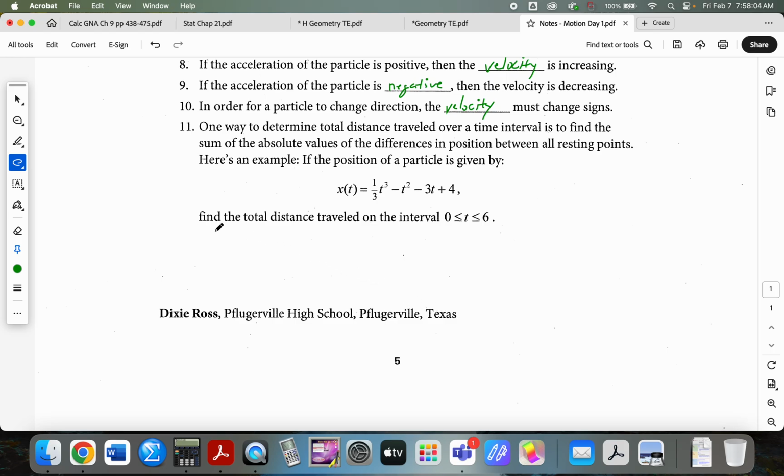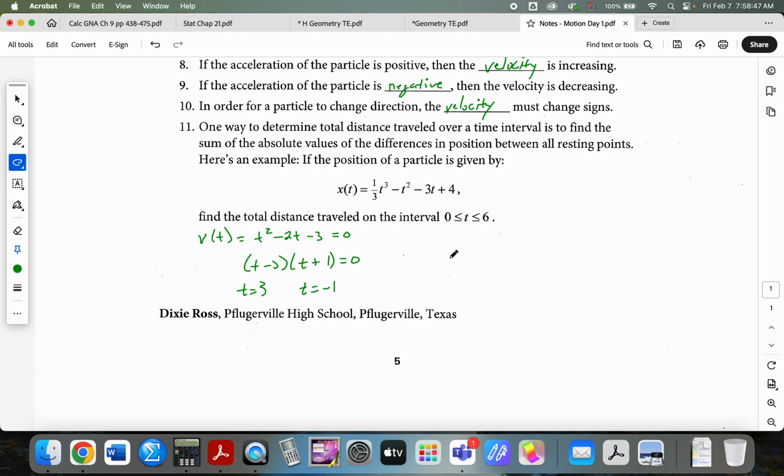So what we can do is, okay, let's find the resting points. So we'll find v of t, which is going to be t squared minus 2t minus 3. And we'll set that equal to 0 to find the resting points. So that's going to be t minus 3 times t plus 1. So t is 3, or t is negative 1. Well, negative 1's outside of our interval, so we'll ignore that.